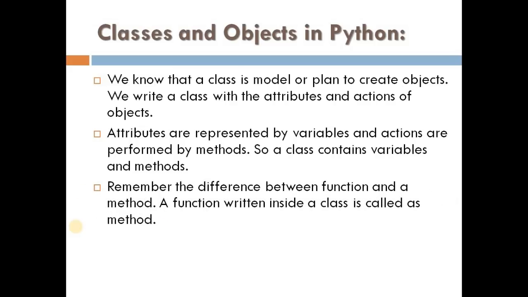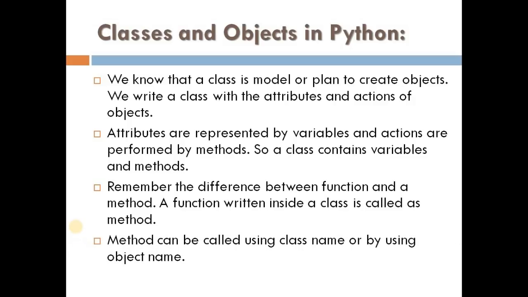So the next point, remember the difference between a function and a method. What is meant by a function and what is meant by a method? A function written inside a class is called a method. So this is the main difference. A function is one thing and a method is another. When you write a function in a class, that function is called a method. A method can be called in two ways: first, by using the class name if the method is a static method, or by using an object name.